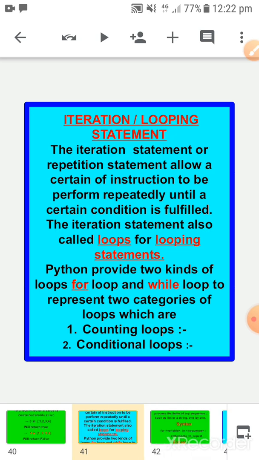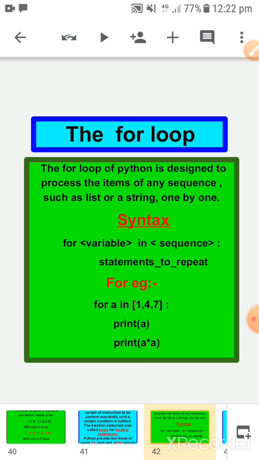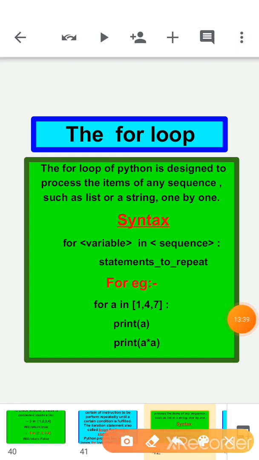So today we are going to discuss only the for loop. In the next video I will discuss the while loop. Okay, so let's see what is a for loop. The for loop of Python is designed to process items of any sequence, such as a list or a string, one by one. So what is the syntax of that? For, write a variable, in, you have to use in, then a sequence, and then if this condition is satisfied, this set of instructions is going to be performed.